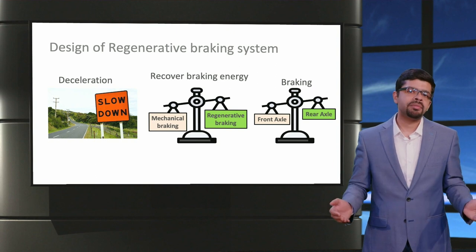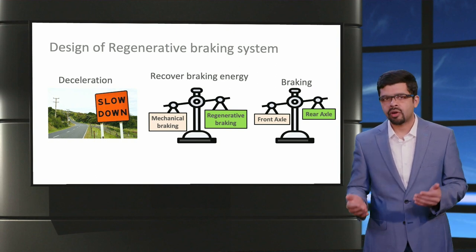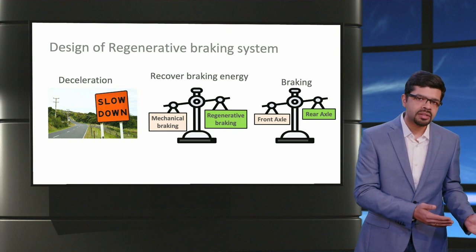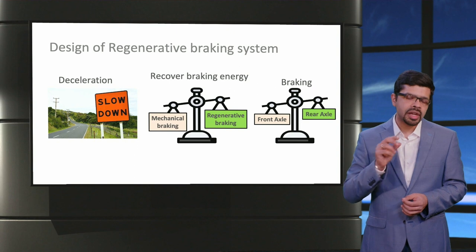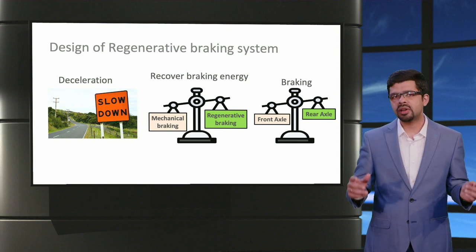Different types of regenerative braking systems exist, such as series or parallel regenerative hybrid braking systems, and the more recent use of torque vectoring to control the torque of individual motors connected to each wheel of an electric vehicle.